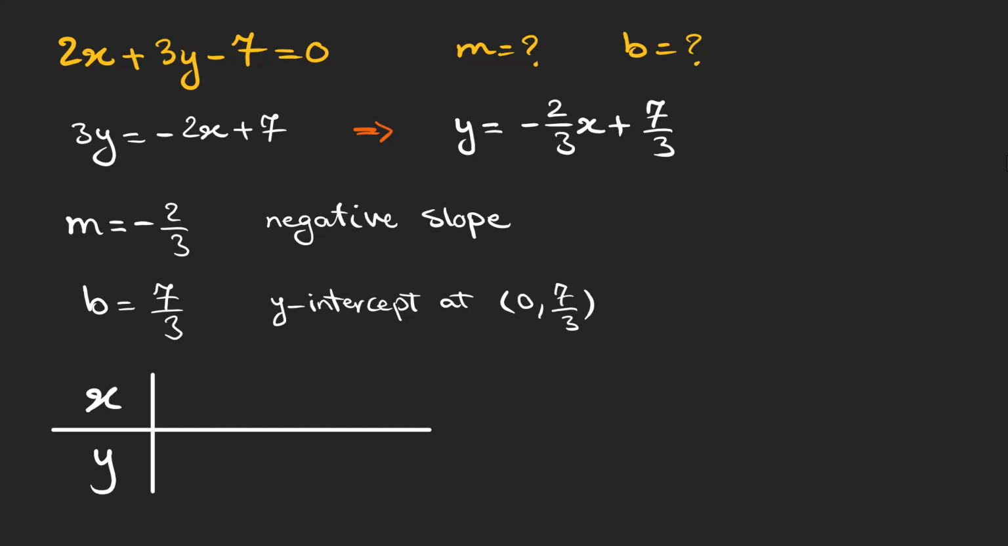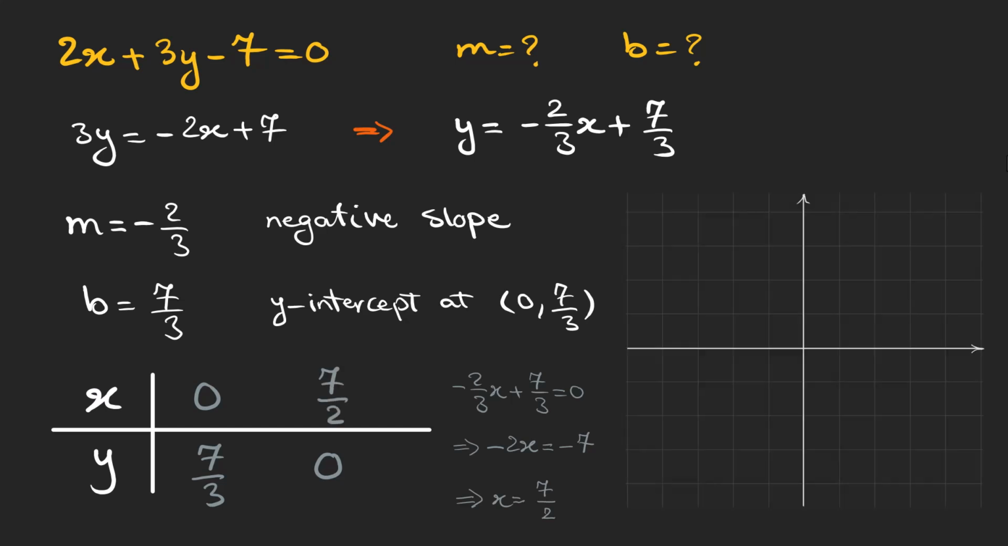If we want to graph this line, we can use this chart. If x is 0, you can easily see that y is 7 over 3. What if y is 0? If we put y to 0, we can see that x is 7 over 2. So we write it here, and now let's graph it. This is the y-intercept, and this is the x-intercept of this line. And the line that connects these 2 points together is the line we're talking about.